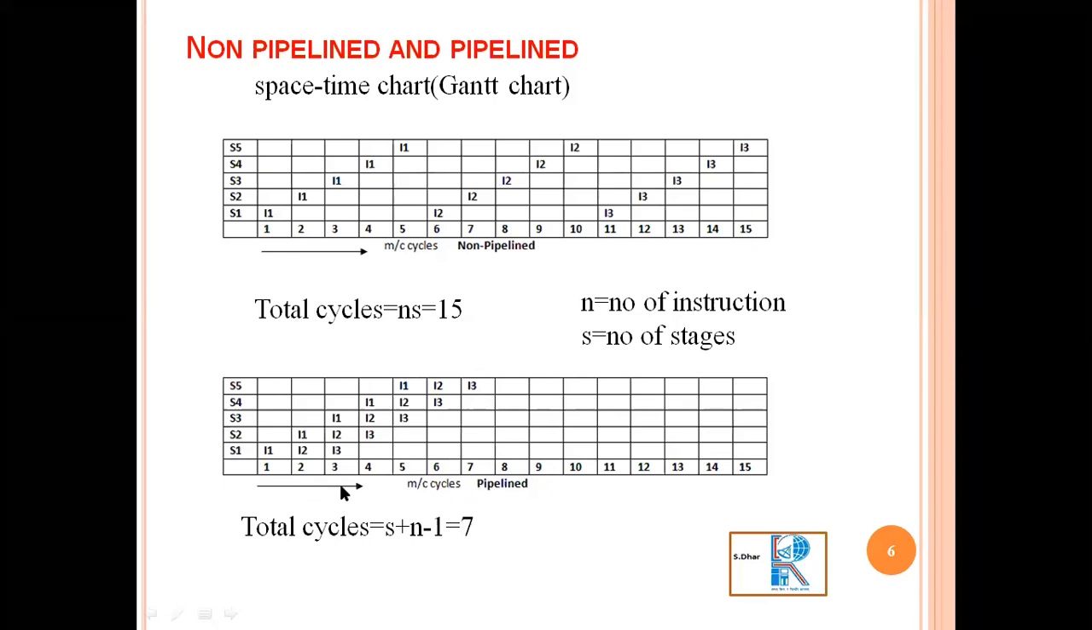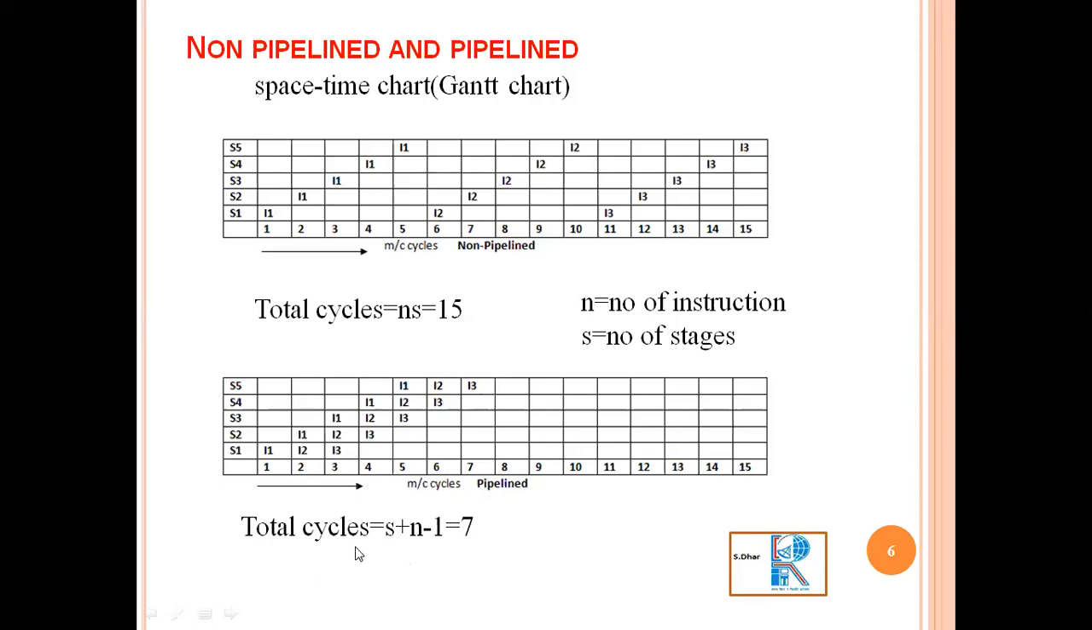Why 7 cycles? See, the first instruction takes S number of cycles, where S is the number of stages, to complete. So for completion of the first instruction, it requires a number of cycles equal to the number of stages. Here there are 5 stages, so 5 cycles are required for completion of I1: 1, 2, 3, 4, 5. After 5 cycles, I1 will be completed. Now see, after the completion of the first instruction, in each cycle 1 instruction will be completed. After the 5th cycle, in the next cycle I2 will be completed, and in the next cycle I3 will be completed. If there is an instruction I4, in the next cycle it will be completed.